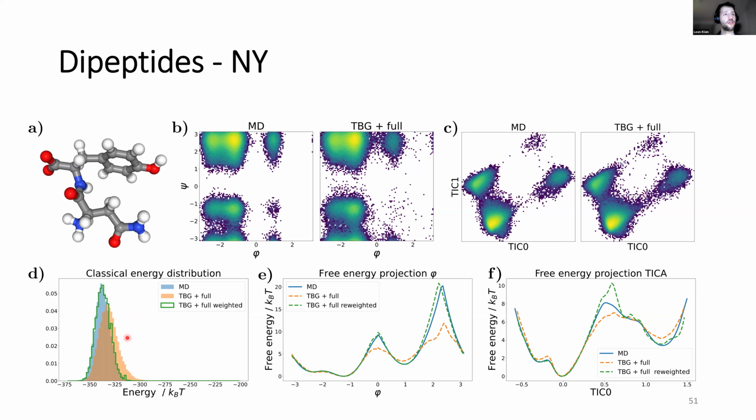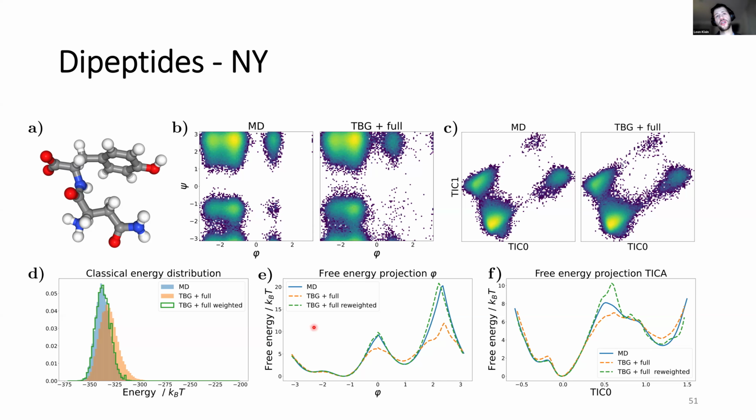So in blue is the reference MD distribution of the energy. And in orange, you can see the distribution generated with the Boltzmann generator. And you can see that these are not completely overlapping, but because we can perform this reweighting, we can actually recover the actual target energy distribution. And this is possible because the overlap between these two is large enough.